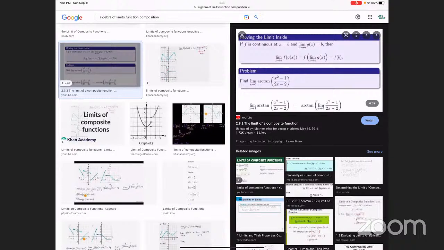Or let's see. No, hold on. The limit as x goes to a of g of x. So we have our g of x and f of x mixed up. You know what I'm saying? So they didn't actually... So the answer should be g of b, g of... I'm confused because our f of x and g of x are kind of mixed up.